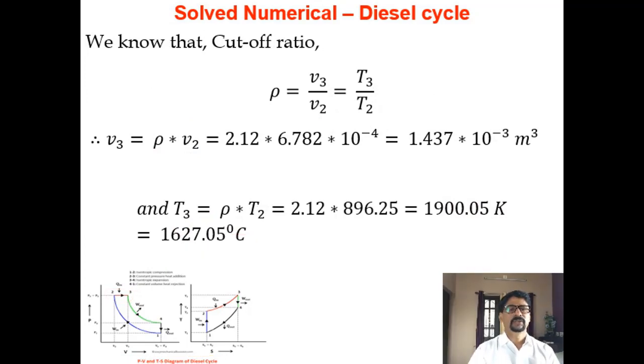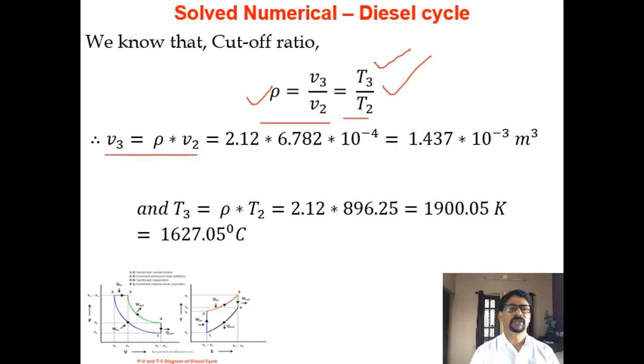Now also we know that the cutoff ratio rho is equal to V3 by V2, which is also equal to T3 by T2. You see, because this 2 to 3 is a constant pressure process, so P2 V2 by T2 is equal to P3 V3 by T3. So P2 and P3 get cancelled. If you simplify, you get V3 by V2 is equal to T3 by T2, but V3 by V2 is nothing but rho. So that is why rho can also be expressed in terms of temperature as T3 by T2.